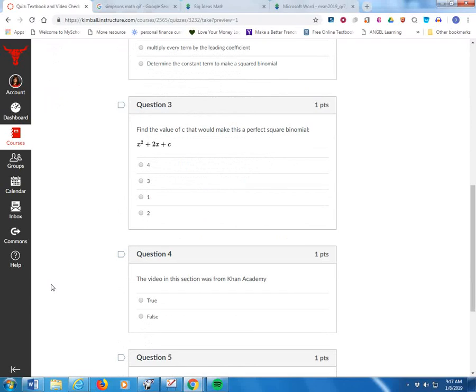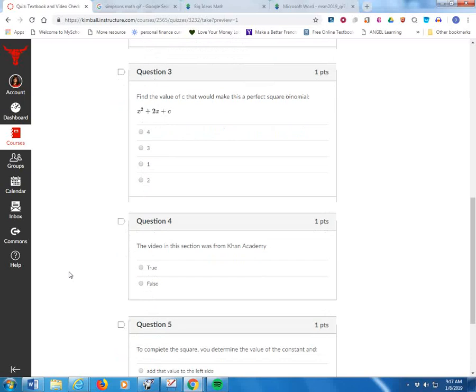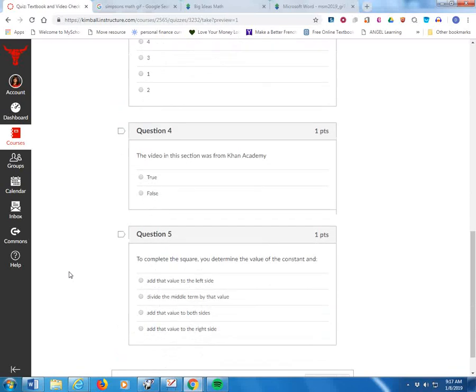To complete the square, you determine the value of the constant and add that value to both sides. Okay? That's it.